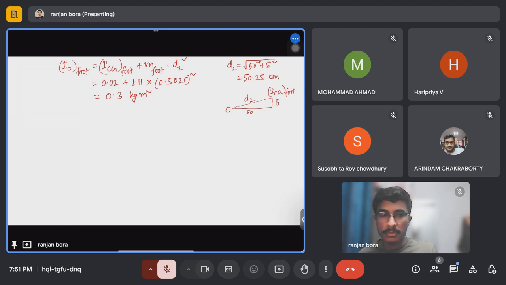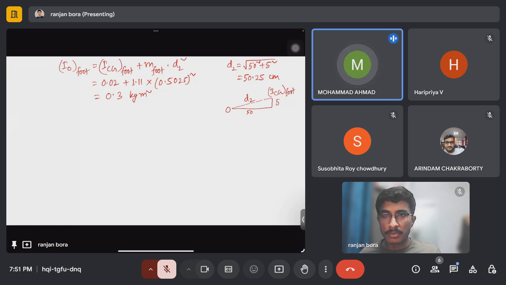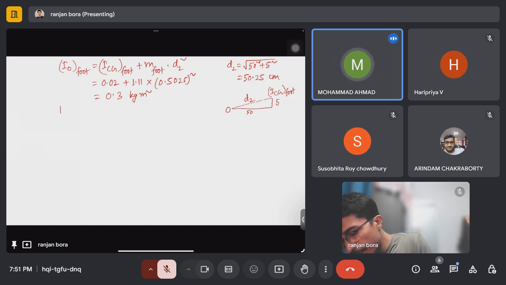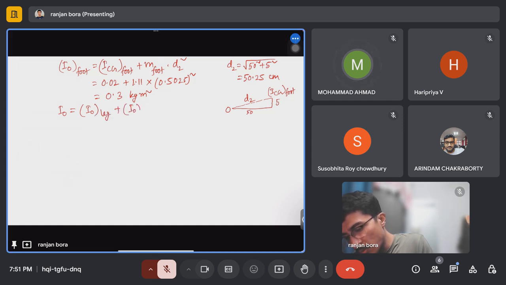So what will be the combined moment of inertia for both foot and leg? We will add these two simply. 0.3 and 0.2, leg plus foot. 0.2 plus 0.3, it will be 0.5.